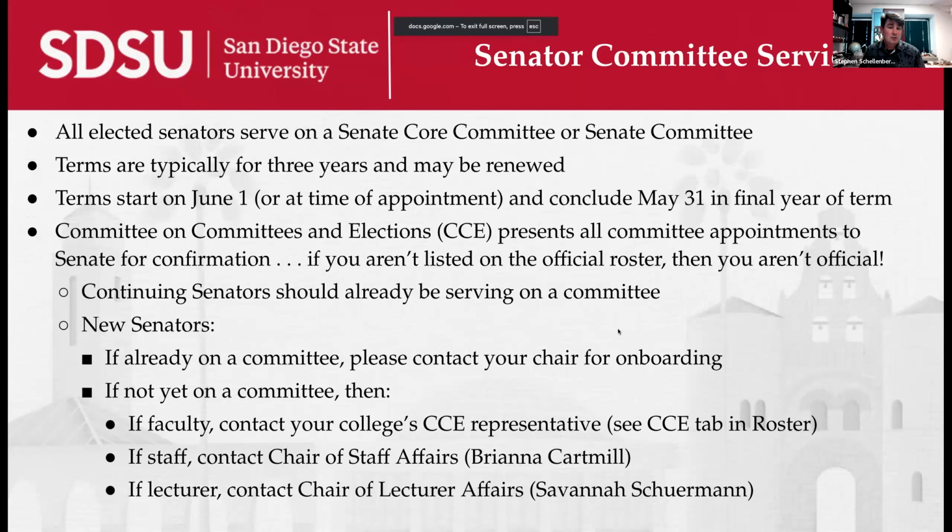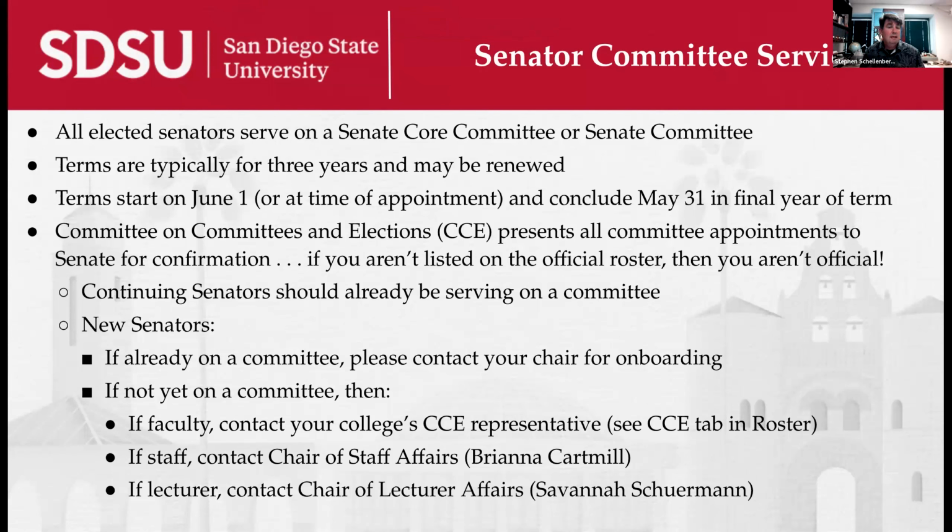All of you as elected senators serve on some sort of committee, usually a Senate core committee or a Senate committee, or it could also be that you're serving on a campus committee with Senate approved appointed members. Terms are typically for 3 years, and they may be renewed. They start on June 1st or when you're appointed, and they conclude on May 31st, the final year.